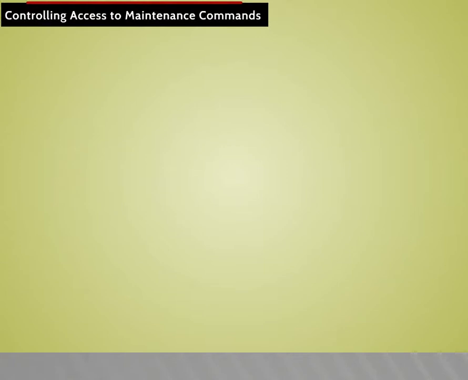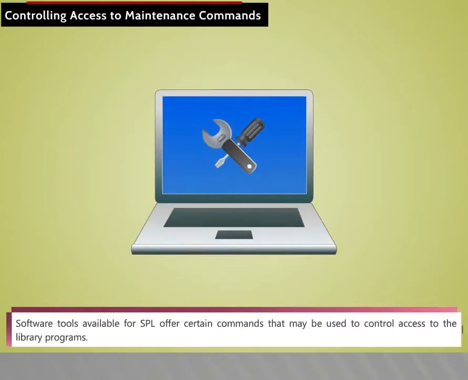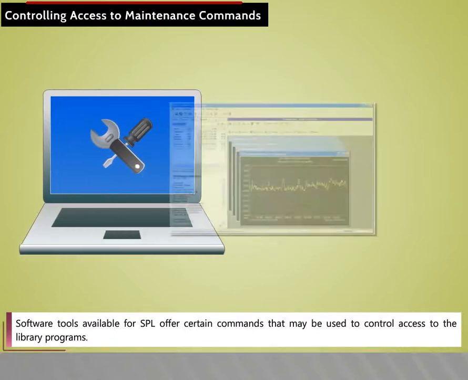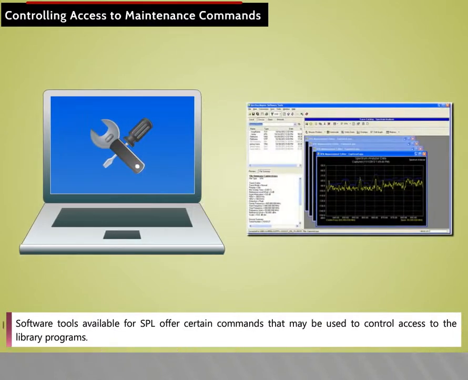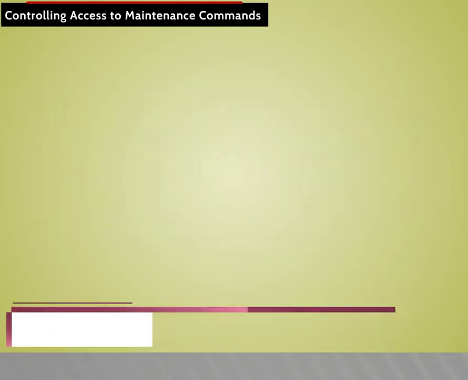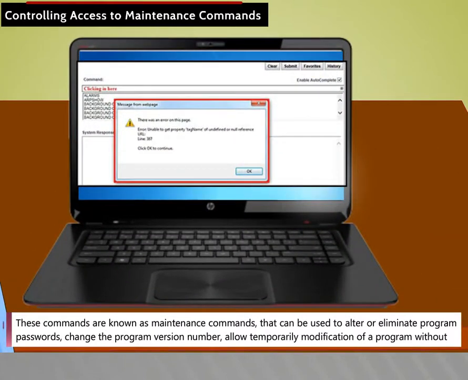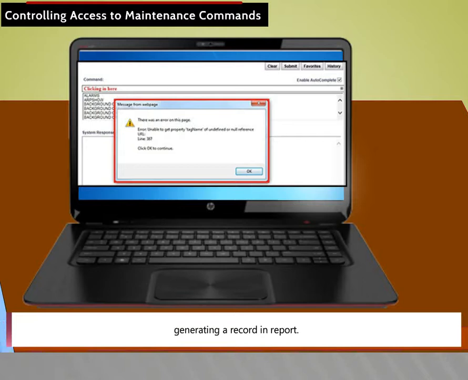Controlling access to maintenance commands. Software tools available for SPL offer certain commands that may be used to control access to the library programs. These commands are used as maintenance commands that can be used to alter or eliminate program passwords, change the program version number, allow temporary modification of a program without generating a record in the report.